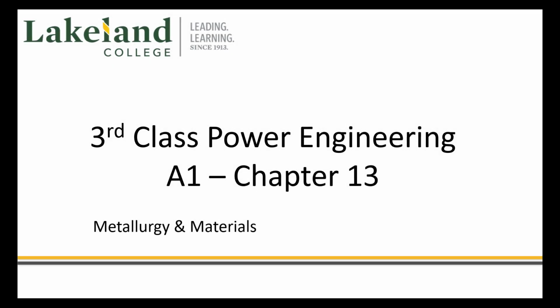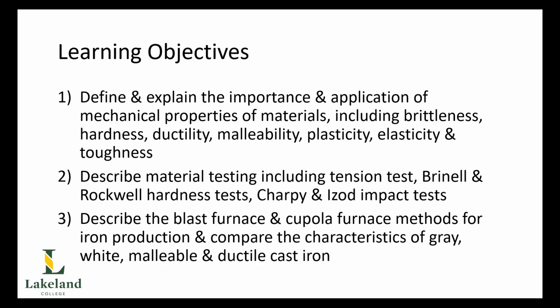Welcome back to Chapter 13 in our 3A1 series, and in this chapter we'll take a look at metallurgy and materials. So it's a fairly big chapter, this one, and there are 9 objectives to get through. The first objective in this video will define and explain the importance and application of mechanical properties of materials, including brittleness, hardness, ductility, malleability, plasticity, elasticity, and toughness.